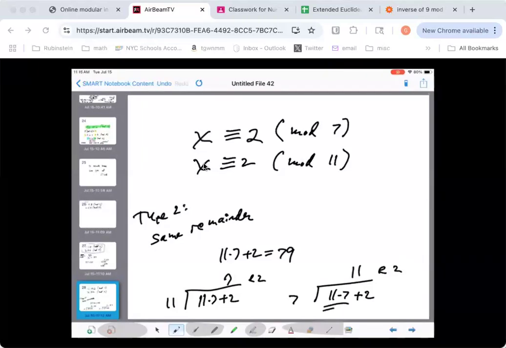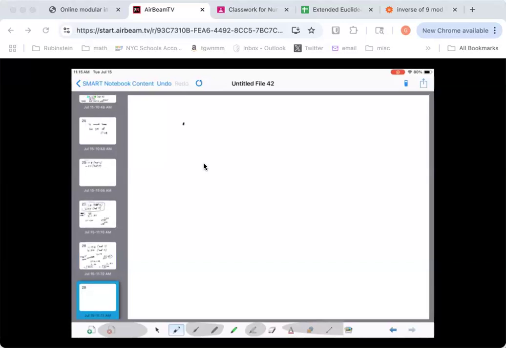11 times 7 has no remainder. So for the number 79, or 11 times 7 plus 2, if I divide by 11, this piece has no remainder. The whole remainder comes from the plus 2. So this one is 79, and I'll call that step 2. We basically just multiplied the two numbers, but added the remainder onto it. But today's lesson is about the third type, really. Type 3: different remainders.